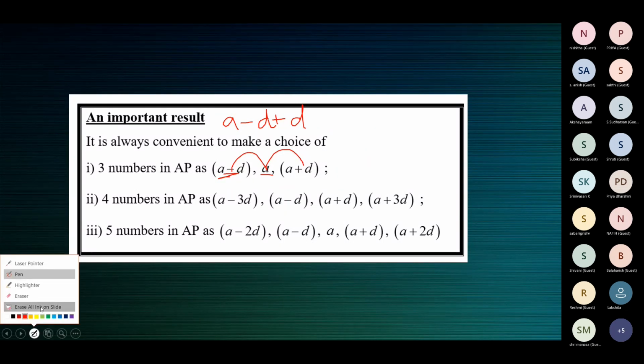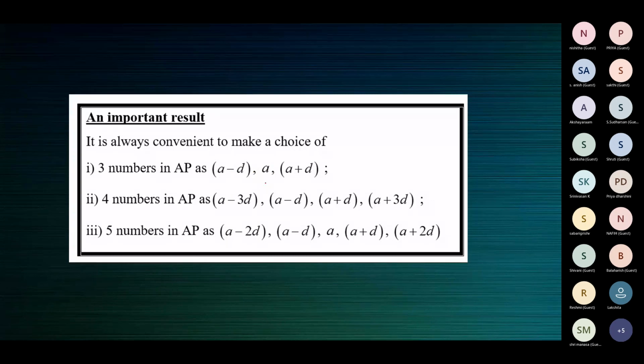In this case, the common difference is D. And the first term, we are taking as A minus D. Common difference D, so the next term will be A minus D plus D, which is A. And next, after A, will be plus the common difference, A plus D. So here you see the difference between any 2 consecutive terms. This one minus this one is D. This one minus this one is D.